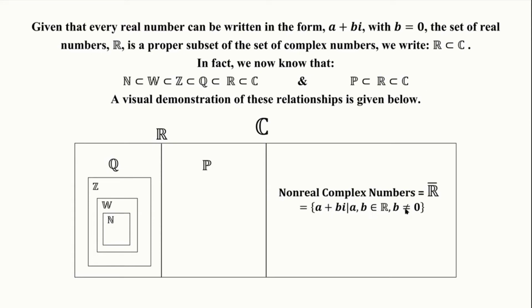So we can describe them as such: all numbers of the form a plus bi, where a and b are real numbers and b is not 0. That's only for this part that we are looking at, the non-real complex numbers. So now this gives us a complete picture of all the sets of numbers that we've studied so far. All right, now that we know what complex numbers are, let's go ahead and learn how to operate on them.